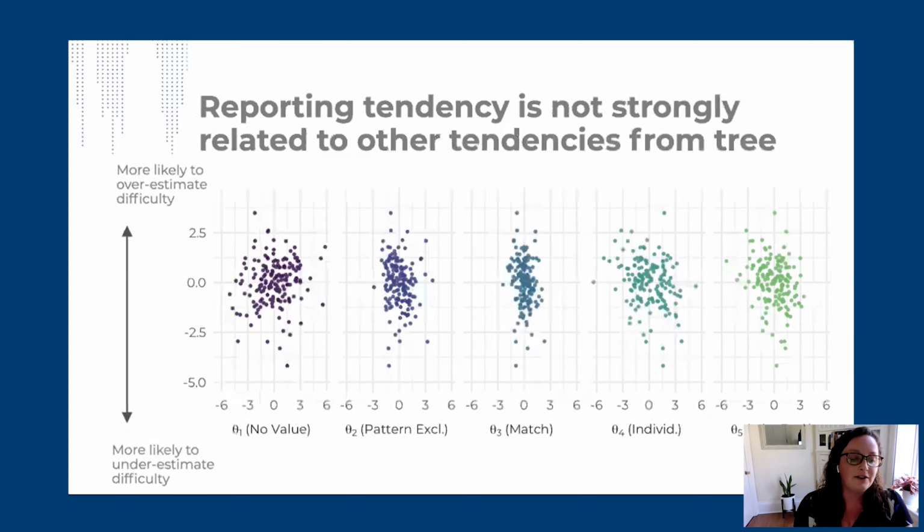And we can do the same thing and look at the reporting tendency related to the other thetas that we estimate in the tree. Maybe one of the things we would expect is that examiners who are inconclusive more often are reporting or estimating the difficulty to be more difficult than it is. Here we really don't see any strong relationships. There may be some slight negative relationships for theta 4 and theta 5. So folks who are conclusive more often may also be underreporting the difficulty of items. Maybe they are just a little bit more used to seeing low quality items and don't interpret them as difficult as other people in the study.